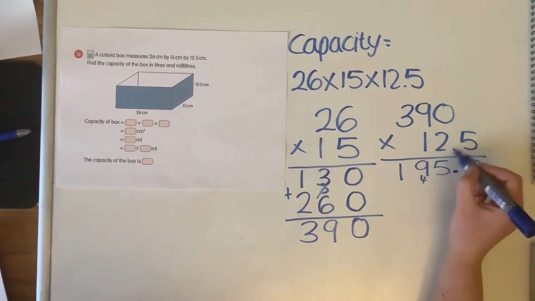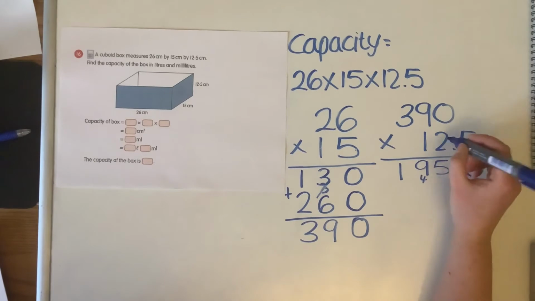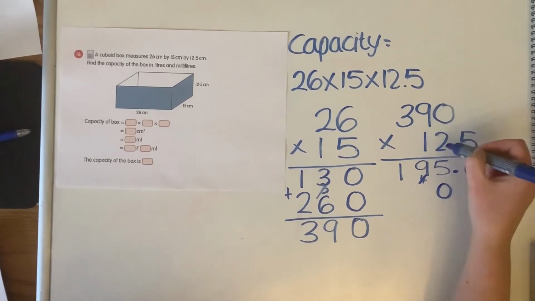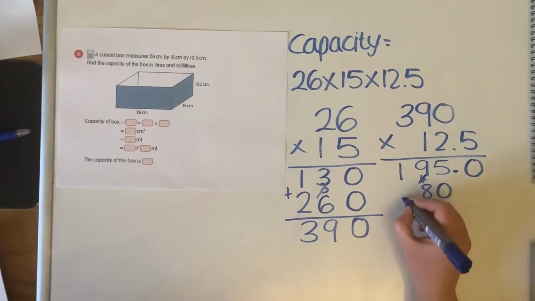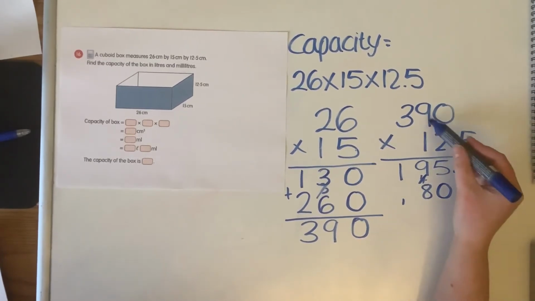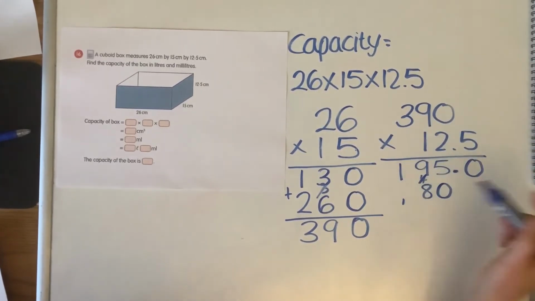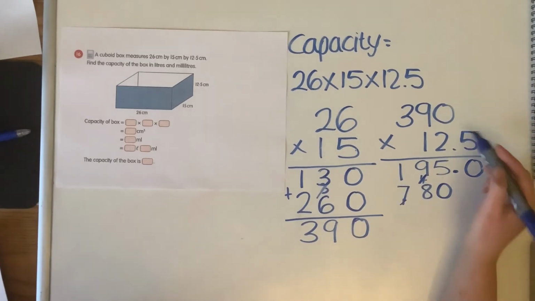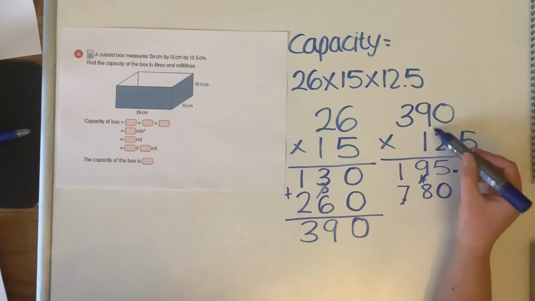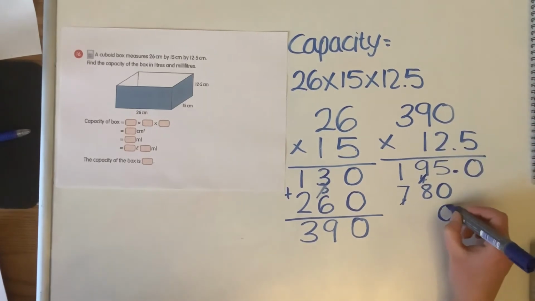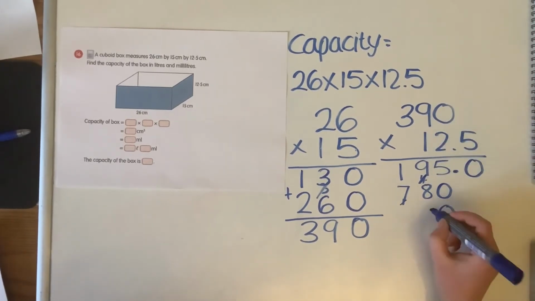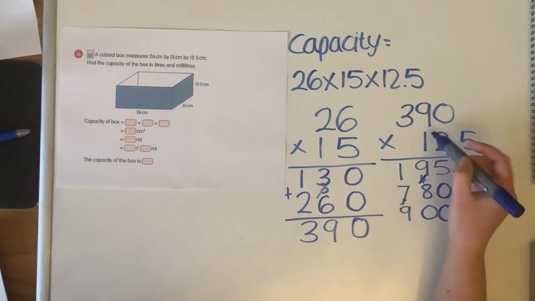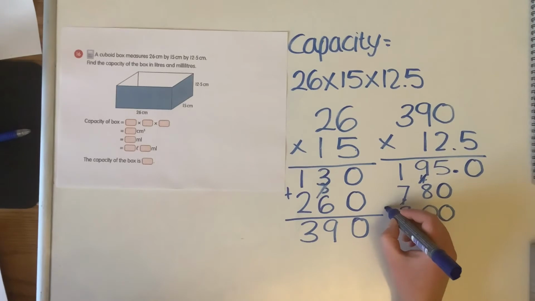Next, I'm going to do my 2. So 2 times 0 is 0. 9 times 2 is 18. And 3 times 2, add my 1 is 7. Gives me 780. Then I'm going to times by my 10, so I need to remember to put my 0 in my placeholder. 1 times 0 is 0. 1 times 9 is 9. And then 3 times 1 is 3.